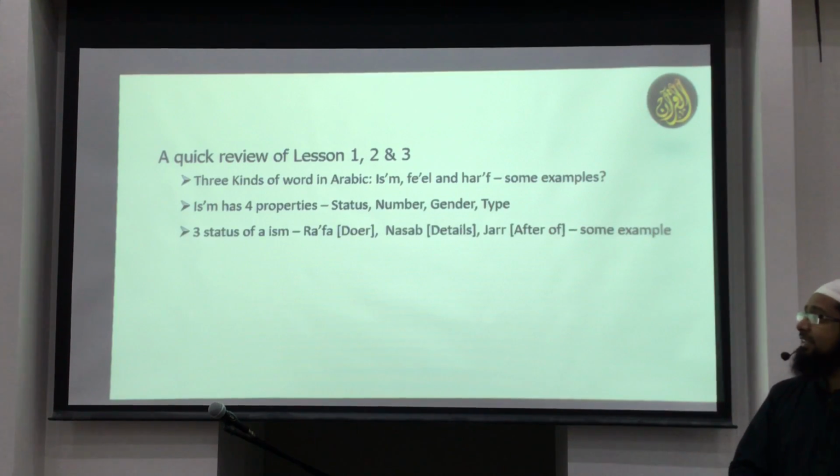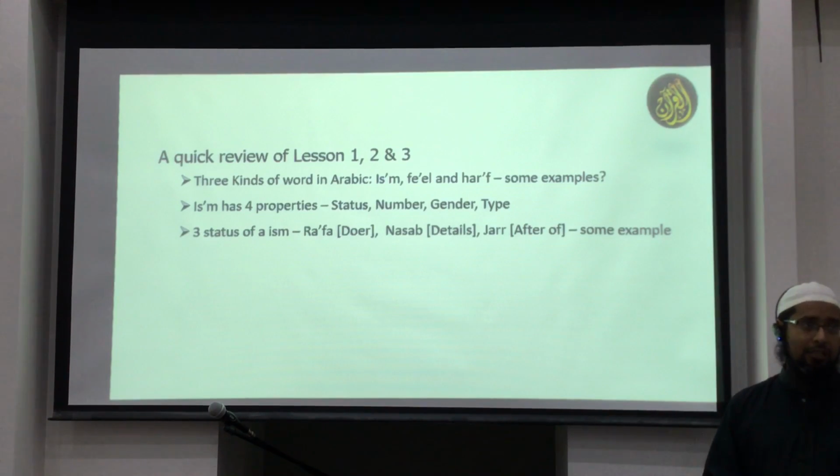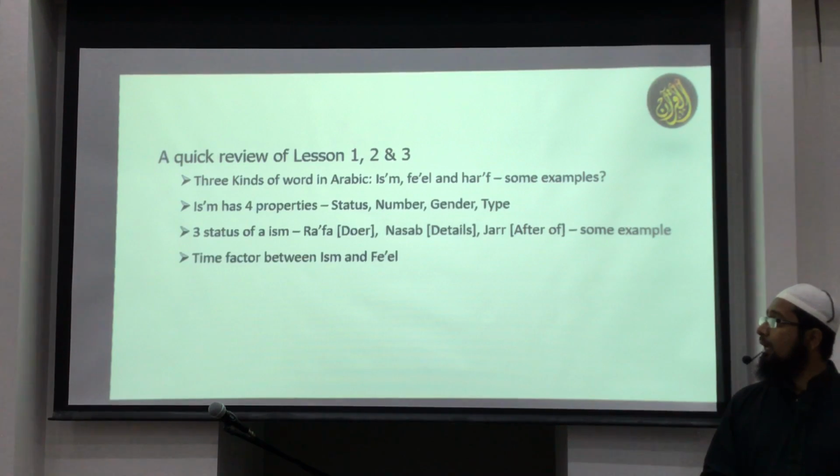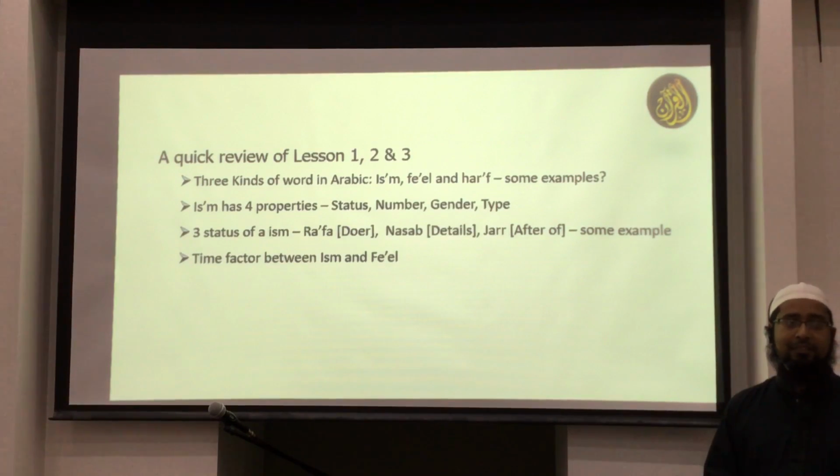We talked about the 3 status of ism: rafa, nasab, and jar. So rafa is the doer, nasab is the details, and jar is something that comes after the word 'of'. And we have some examples, and we'll have some more examples later, inshallah ta'ala. Also, we talked about the time factor between ism and fi'l. Meaning that Allah subhanahu wa ta'ala used ism in the Quran in general to show something that is permanent, and fi'l, which is very similar to the English verb or action, is dependent on the time.